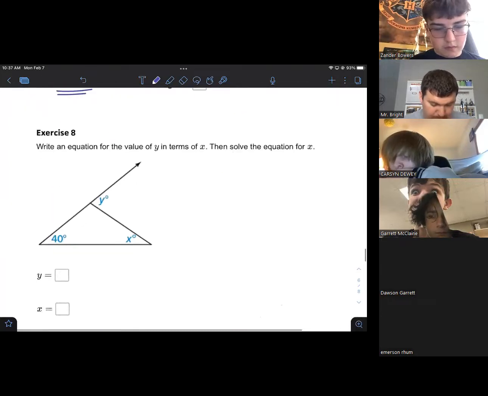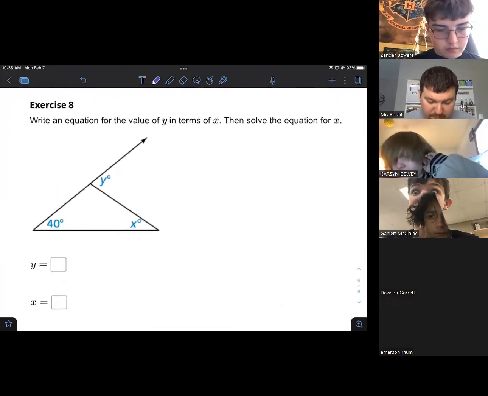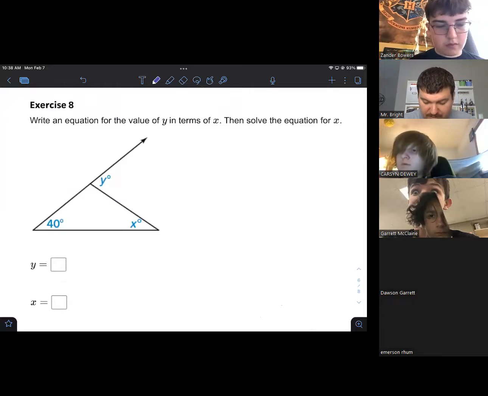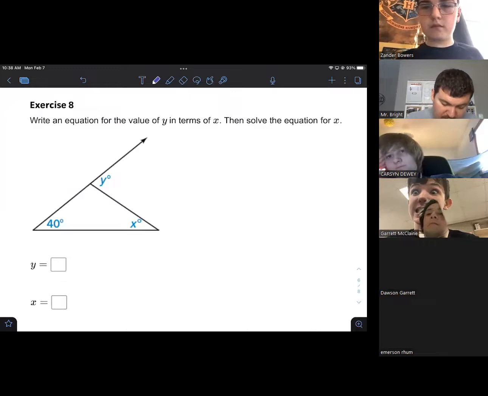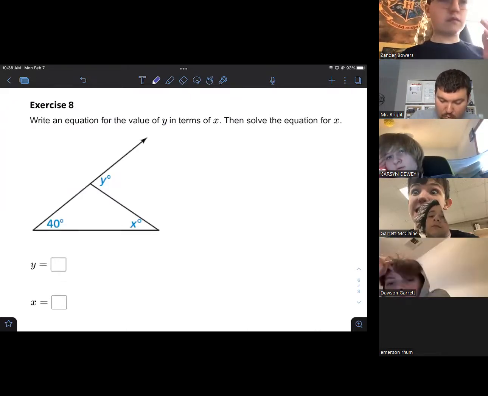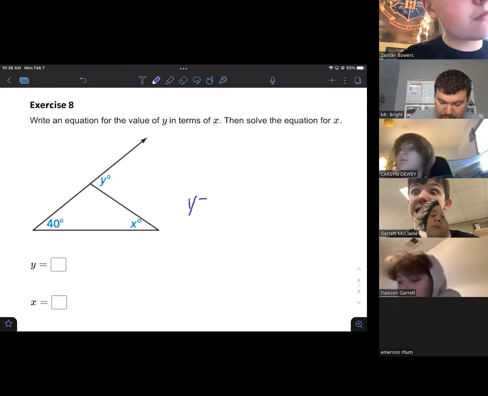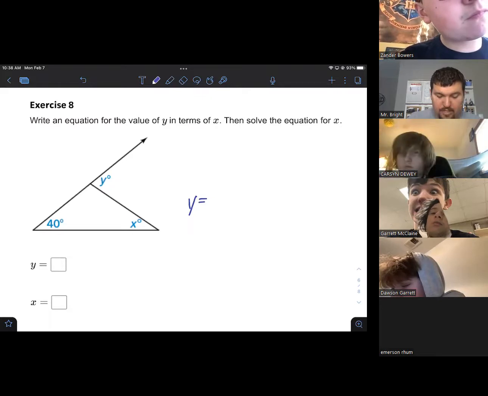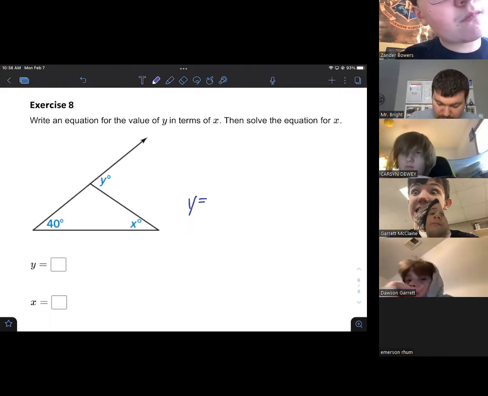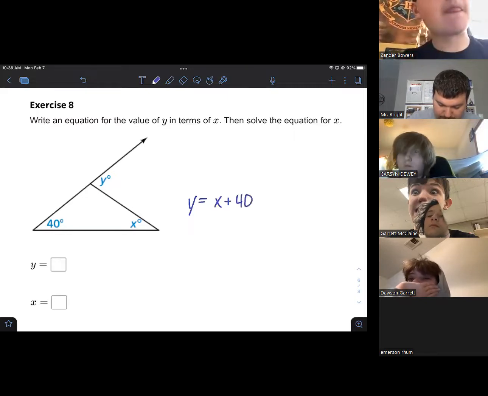All right, number 8. Write an equation for the value of y in terms of x and solve the equation for x. Okay. So write an equation for the value of y in terms of x. So y, the exterior angle, is going to be equal to the two non-adjacent interior angles, which is x plus 40.